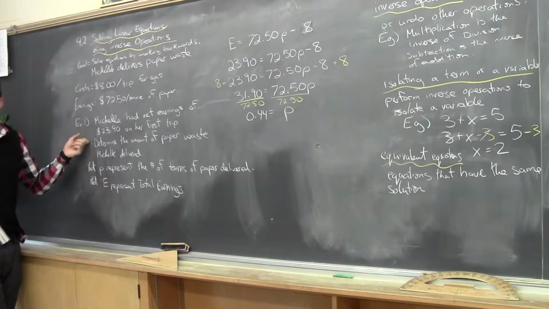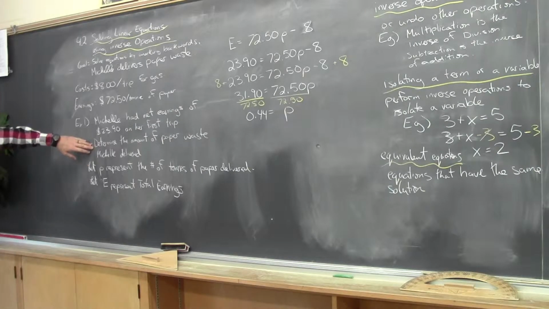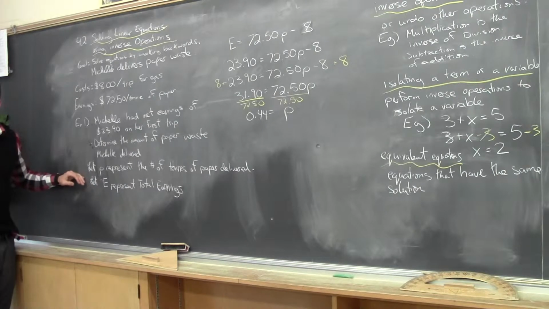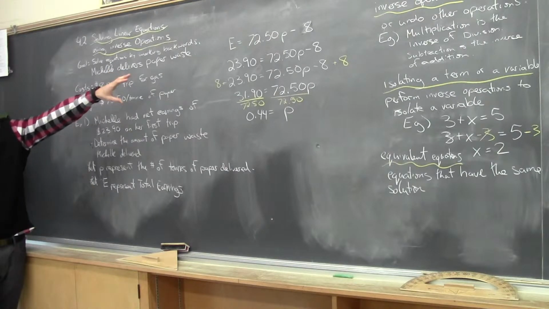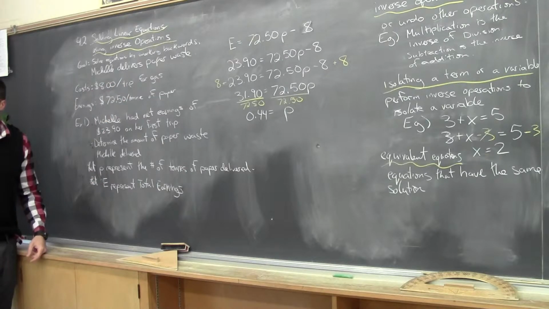Not a lot of money. Right? She's not doing too well, this girl. Anyways, determine the amount of paper waste Michelle delivered. So we have to come up with a couple variables here. This is an important step. Before you just dive into the equation, you have to tell me what you're going to use for those variables.